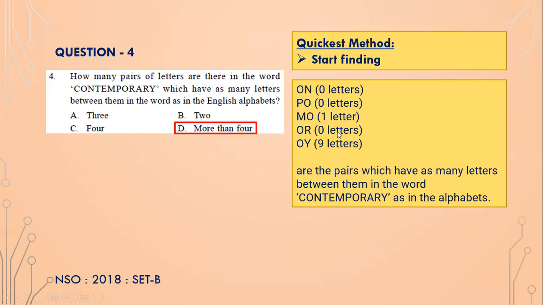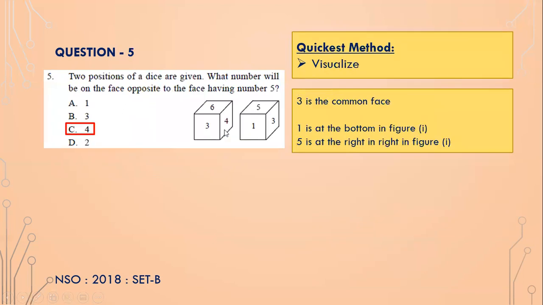L, M, N, O, P, Q, R, S, T, U, V, W, X, Y. So 9 letters in this word as well as 9 letters in the English alphabet. So there are actually 5 pairs which can be found. So more than 4.